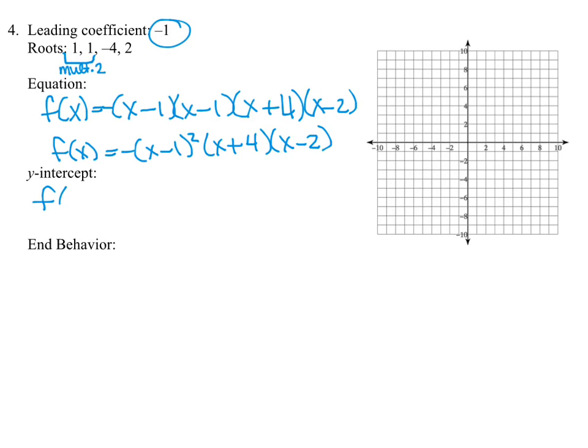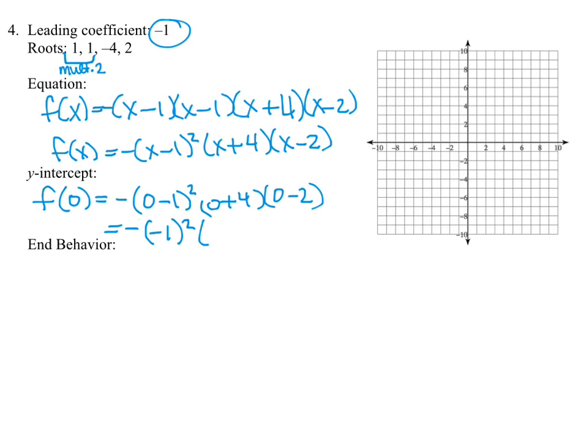For the y-intercept, we're going to see that f of 0 is negative 0 minus 1 squared times 0 plus 4 times 0 minus 2. The zeros don't really do anything, so this is negative 1 squared times 4 times negative 2. The negative 1 squared becomes positive, so when I multiply everything out, it becomes a positive 8.